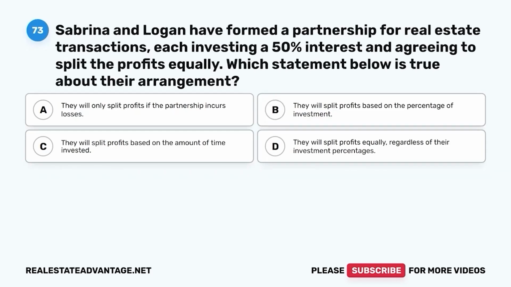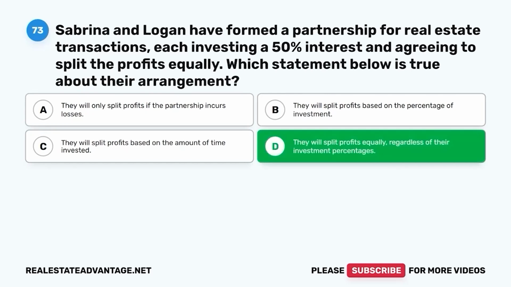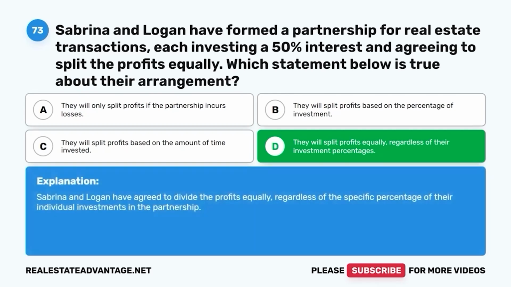Question 73. Sabrina and Logan have formed a partnership for real estate transactions, each investing a 50% interest and agreeing to split the profits equally. Which statement below is true about their arrangement? A. They will only split profits if the partnership incurs losses. B. They will split profits based on the percentage of investment. C. They will split profits based on the amount of time invested. D. They will split profits equally, regardless of their investment percentages. The correct answer is D. They will split profits equally, regardless of their investment percentages. Sabrina and Logan have agreed to divide the profits equally, regardless of the specific percentage of their individual investments in the partnership.